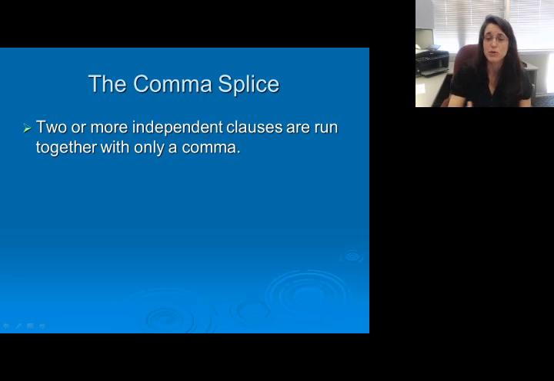The comma splice is again when we're joining two or more independent clauses, which is another word for complete sentences, together, but we're squishing them together with only a comma. So we're lacking our conjunction. We have punctuation, but unfortunately that punctuation then usually requires a conjunction.